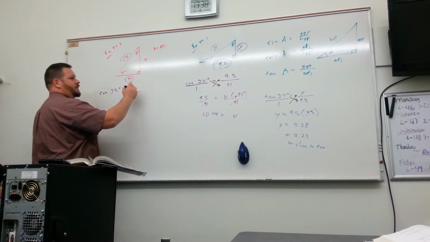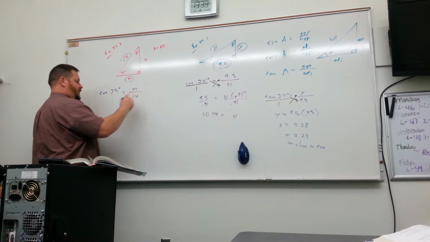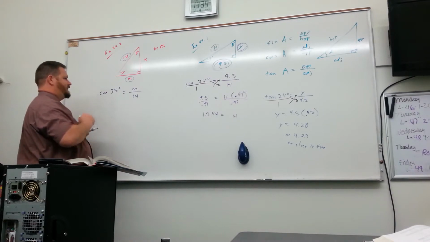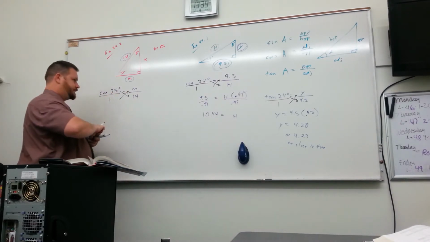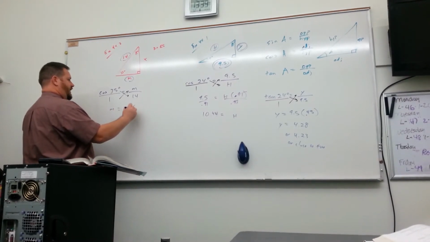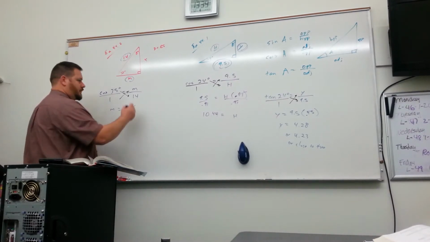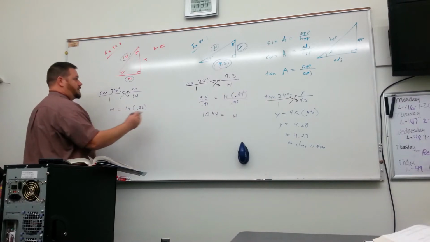Cosine is adjacent over hypotenuse, which would mean M over 14. Again, we do these by putting that over 1 and cross multiplying. So we've got 1 times m equals 14 times the cosine of 35. The cosine of 35 is 0.82 if you round it. Okay, rounded, that's fine.